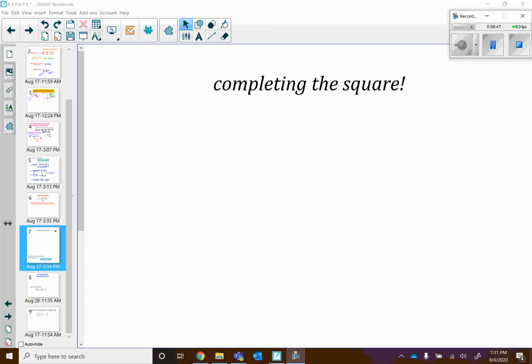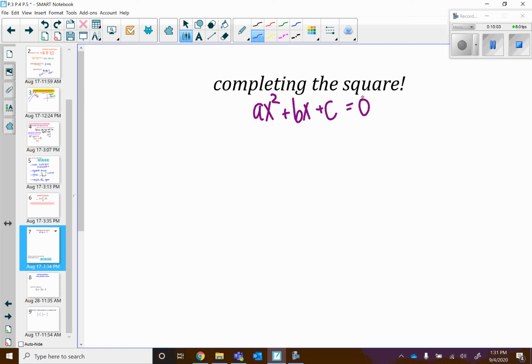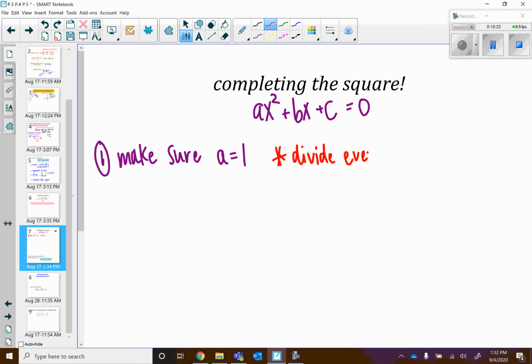I'm going to give you the steps to completing the square. You may or may not remember this, and so we will definitely be going through an example in class. But remember, this is when we have a quadratic that looks like this, ax squared plus bx plus c. So the first step is to make sure that a is equal to 1. If it is not, you want to divide everything by a.